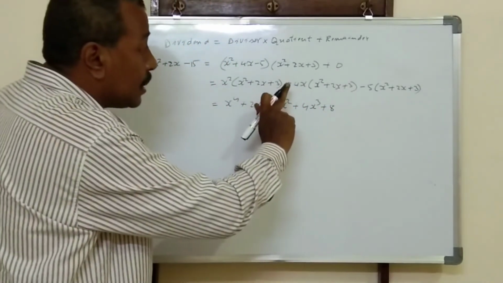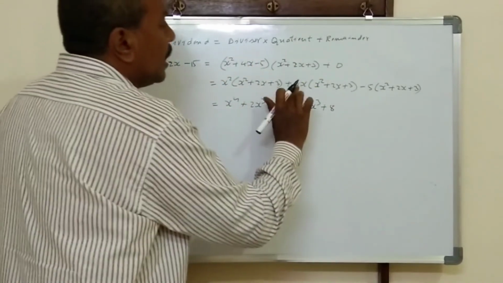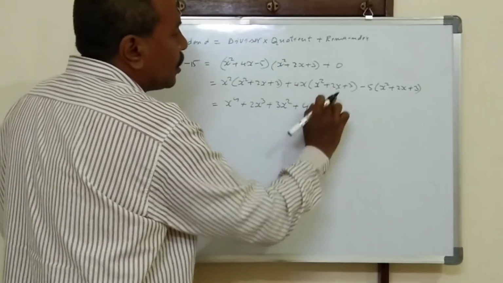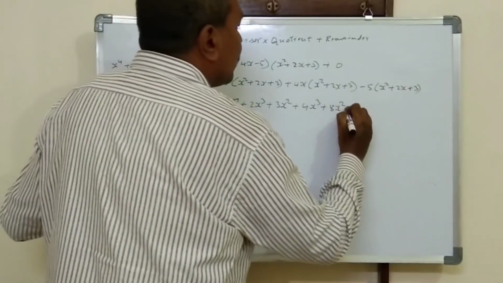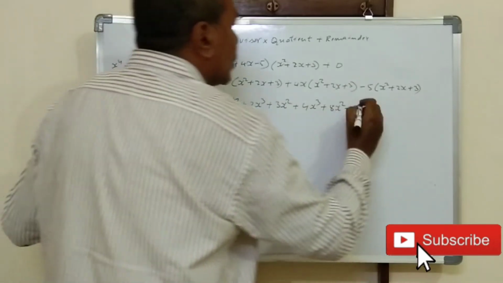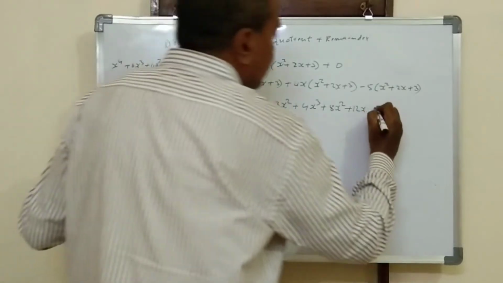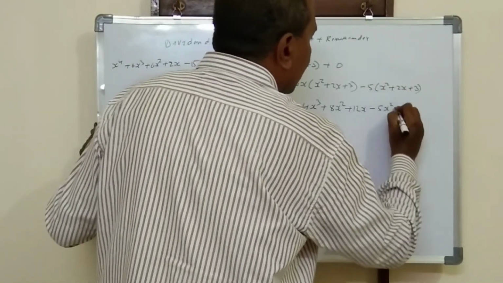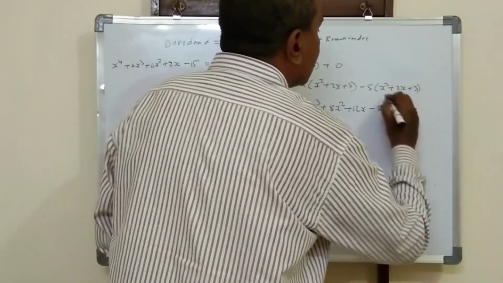Multiply the numerical coefficient with the numerical coefficient and the variable with the variable. Here the numerical coefficient is 4, here it is 2, so 4 into 2 is 8, x into x is x square. Plus into plus is plus. Here only 3, 4 3s are 12x. Next, minus 5x square. Minus into plus is minus, 5 2s are 10x. Minus into plus is minus, 5 3s are 15.